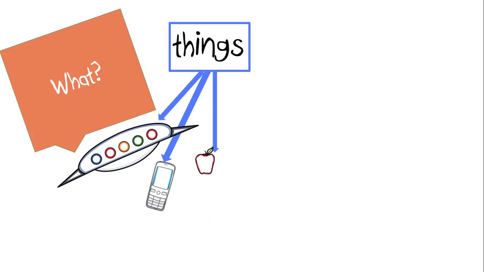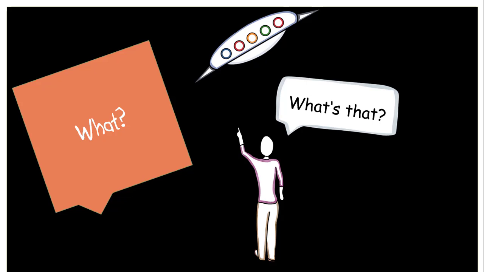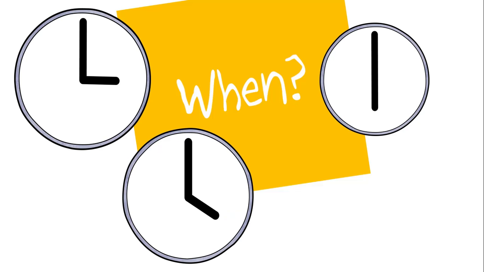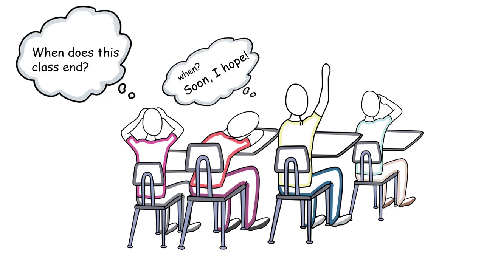What asks about things or ideas. What's that? It's what? It's a UFO. When asks about time. The answer can be a specific time, like 6 o'clock, or a more general time, like last year. When does this class end? The question word is when, and the X word is does.